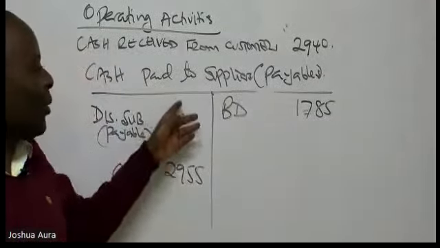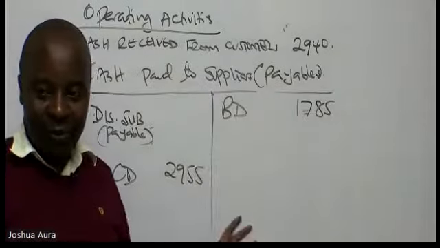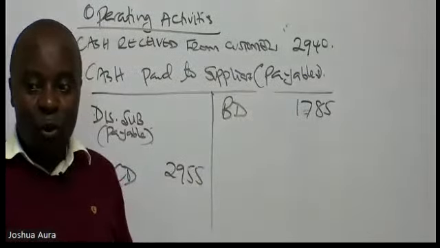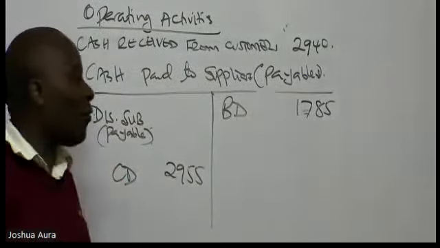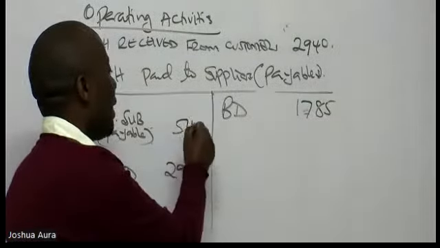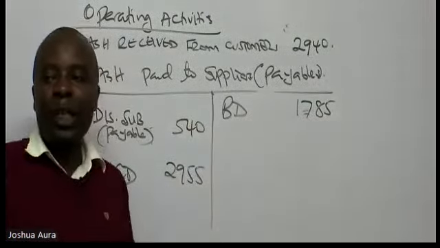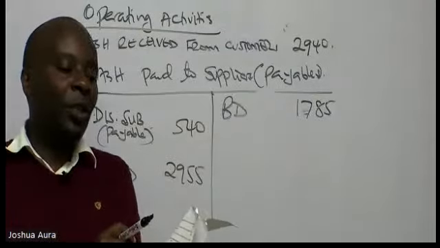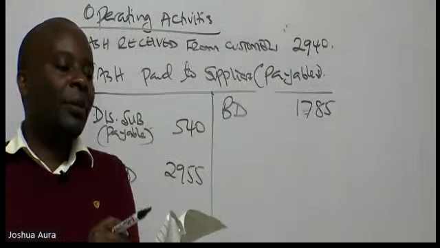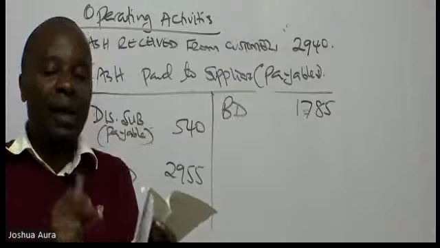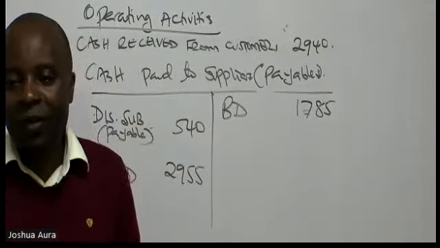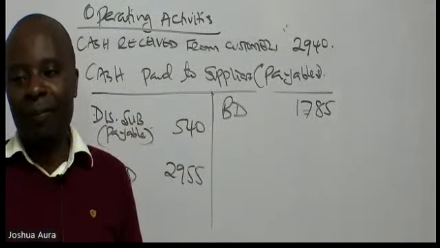So of course, when this account reduces, we debit. When it increases, we credit. So Odinga Eric is giving me a figure of 540. From note number 3, we can see that the subsidiary that is disposed here had payables of 540.